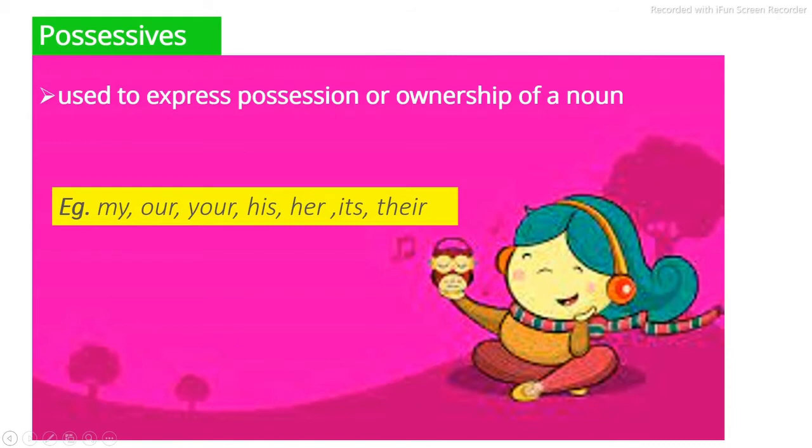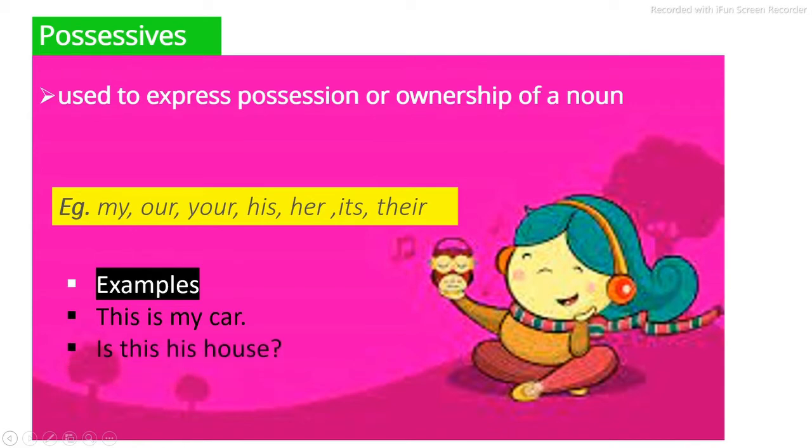For example, my, our, your, his or its, their. We just learn the table of possessive forms. Like, this is my car. So car is a noun which is modified by the possessive my. It shows the possession, that this car belongs to me. I am the owner of it.